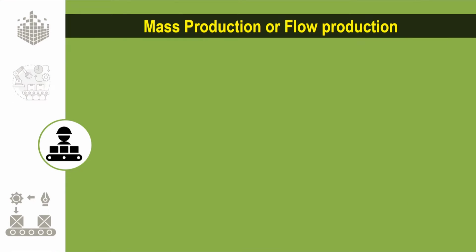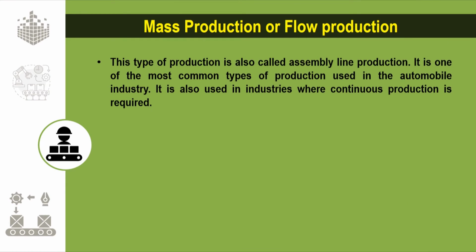The third type is mass production or flow production. This type of production is also called assembly line production. It is one of the most common types of production used in the automobile industry. It is also used in industries where continuous production is required. Multiple workstations are installed and the assembly line goes through all the workstations turn by turn.